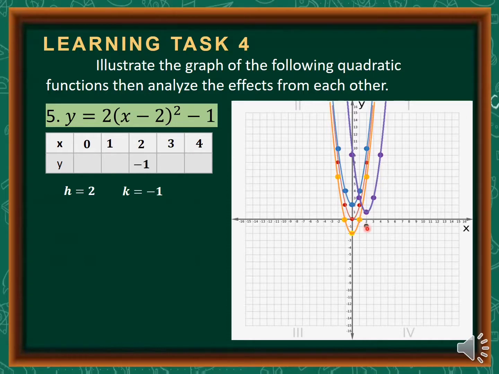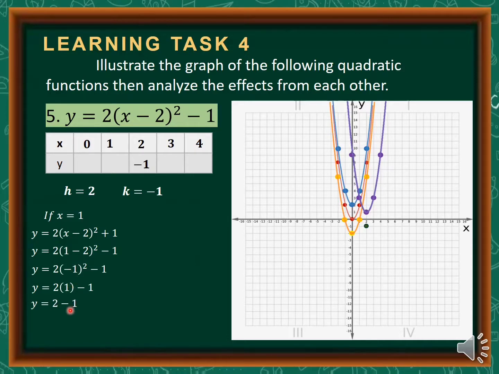How about the 1? If x is 1, okay, substitute natin. If x is 1, 1 minus 2, negative 1. Negative 1 squared is 1. 2 times 1 is 2. 2 minus 1, we have positive 1. If x is 1, we have y is 1. So the point is 1, 1. Ayun, andun po siya. Next.